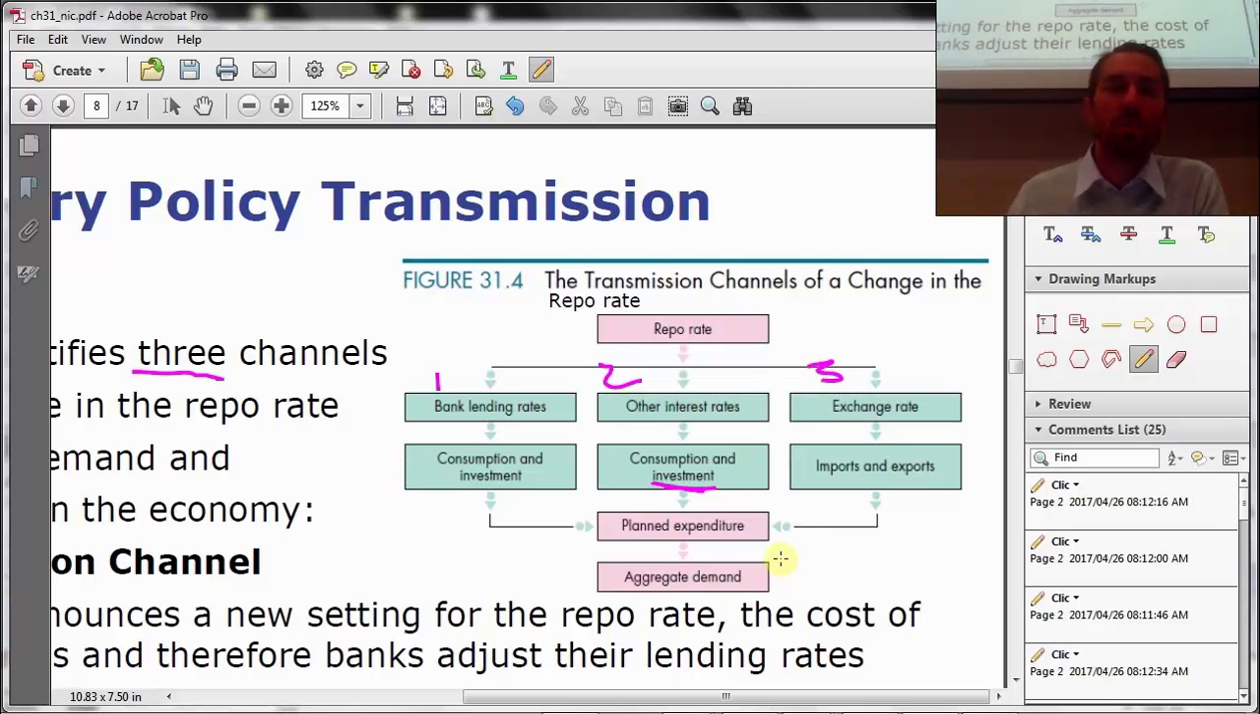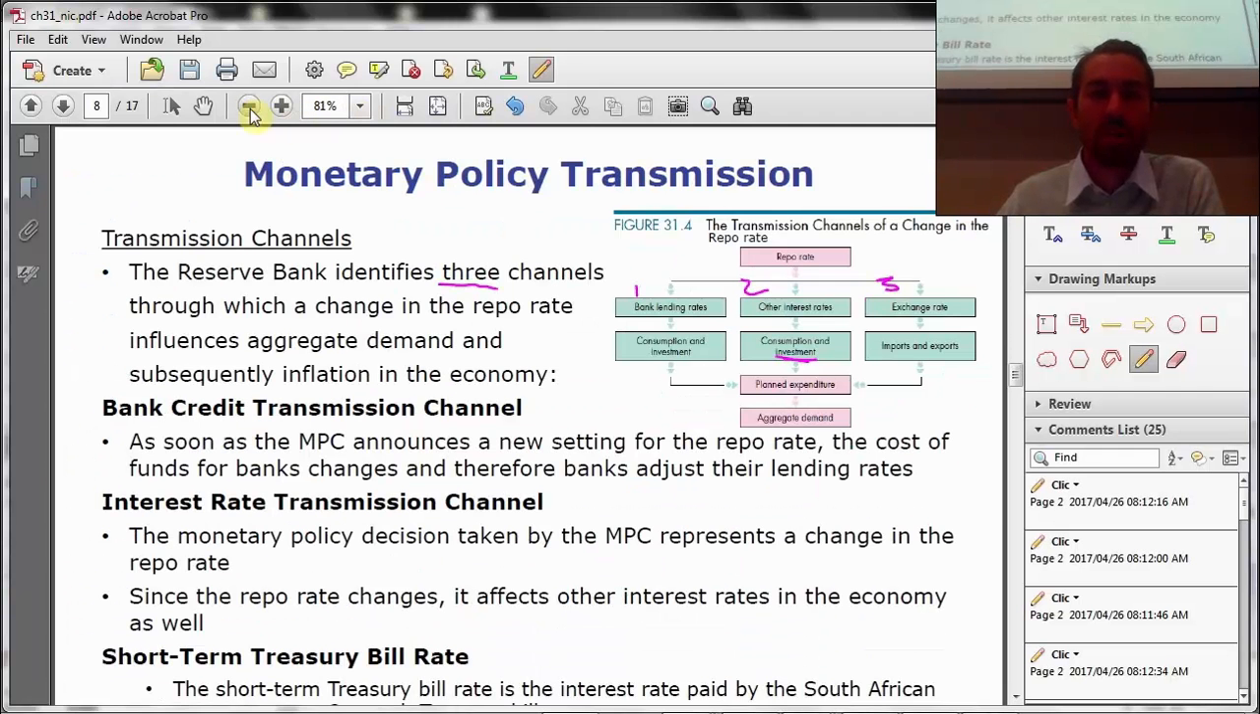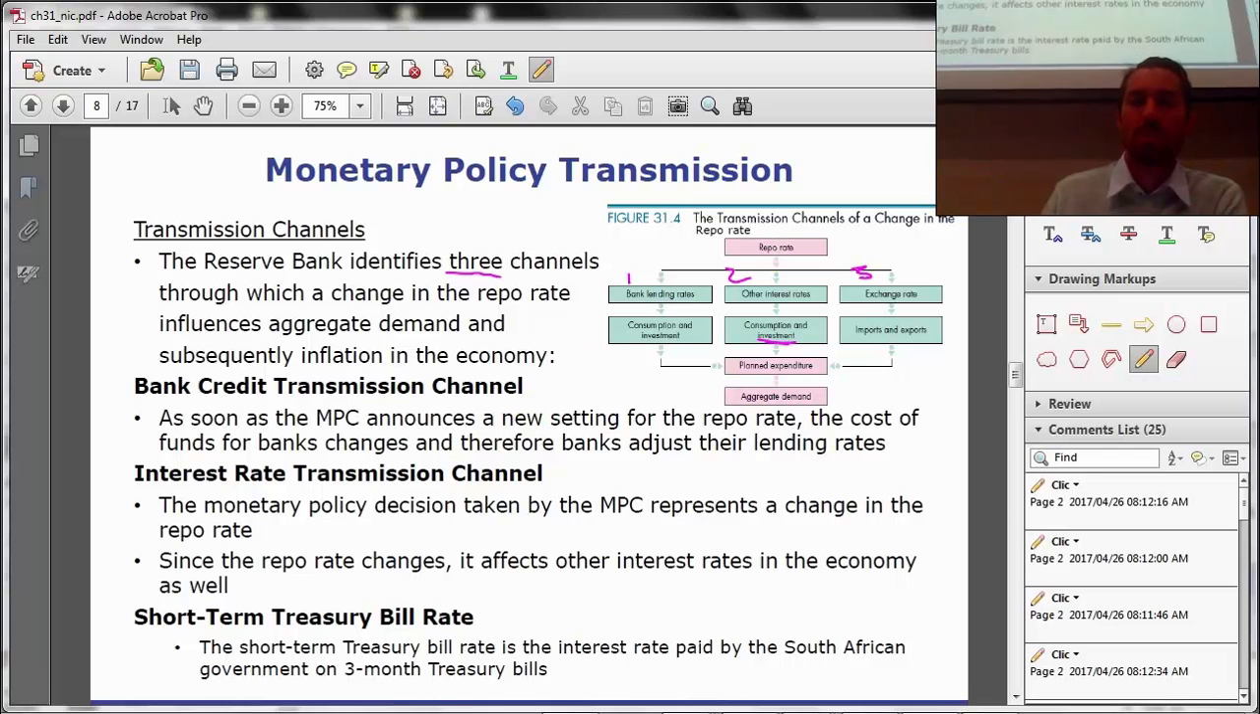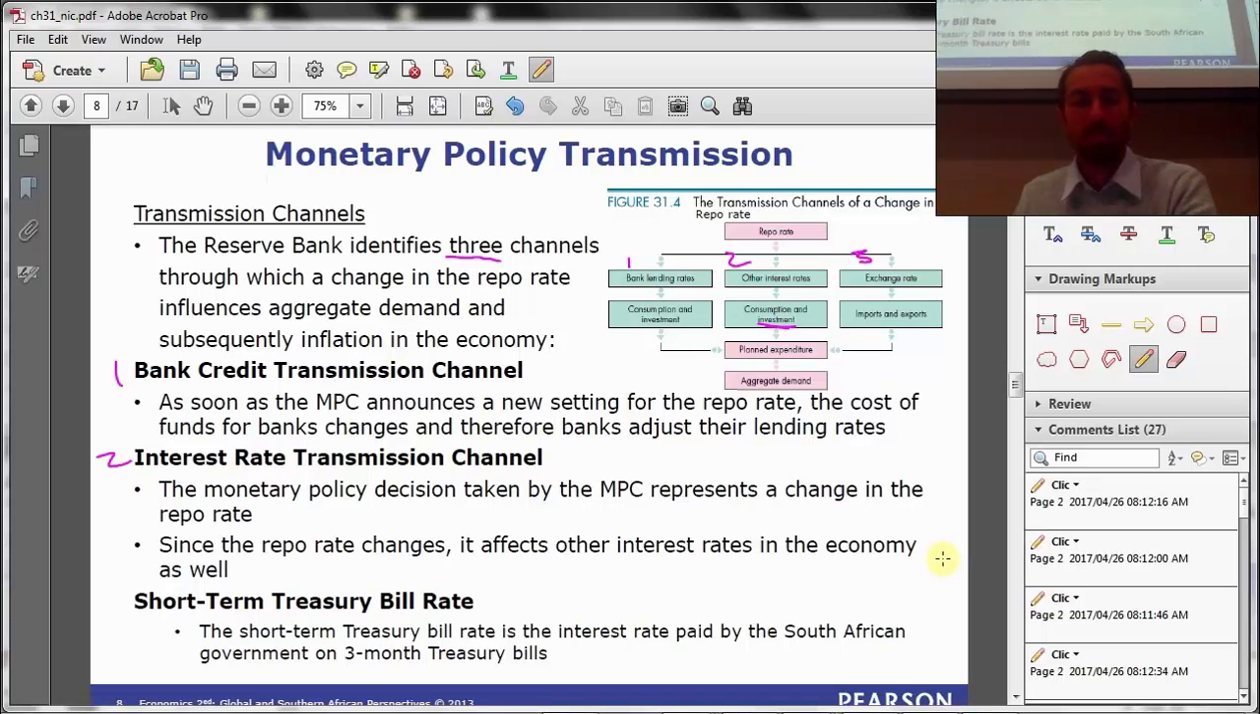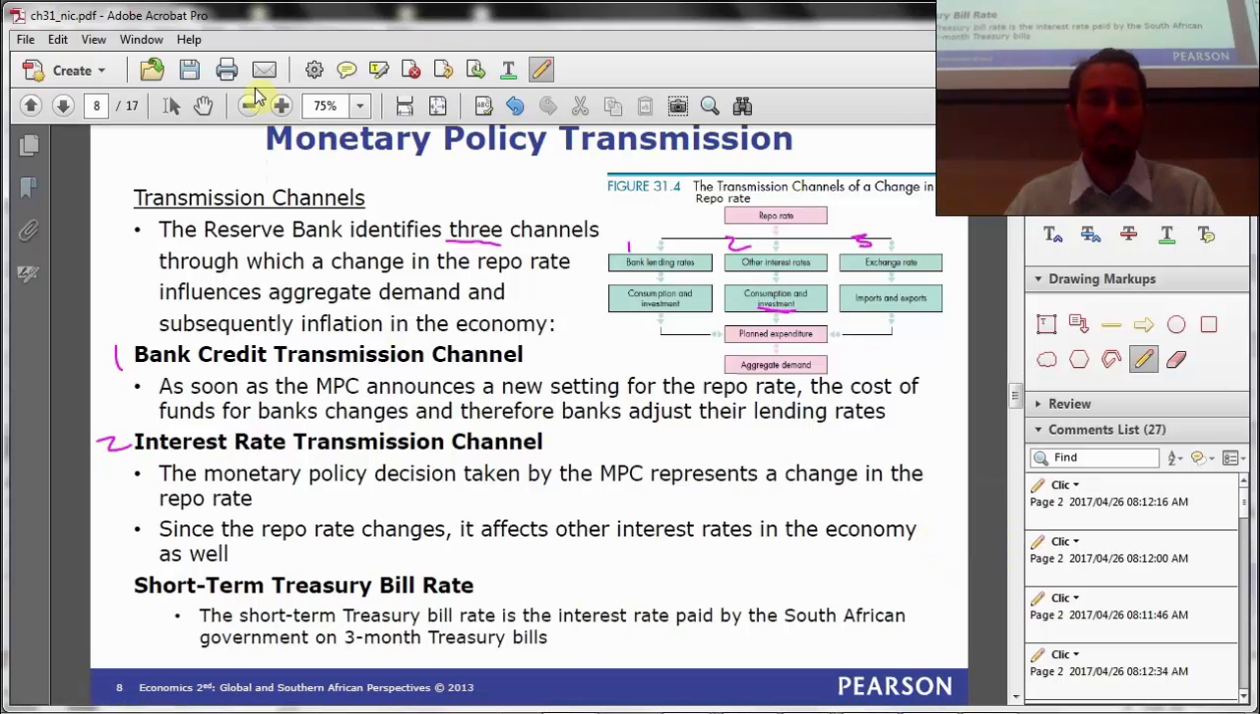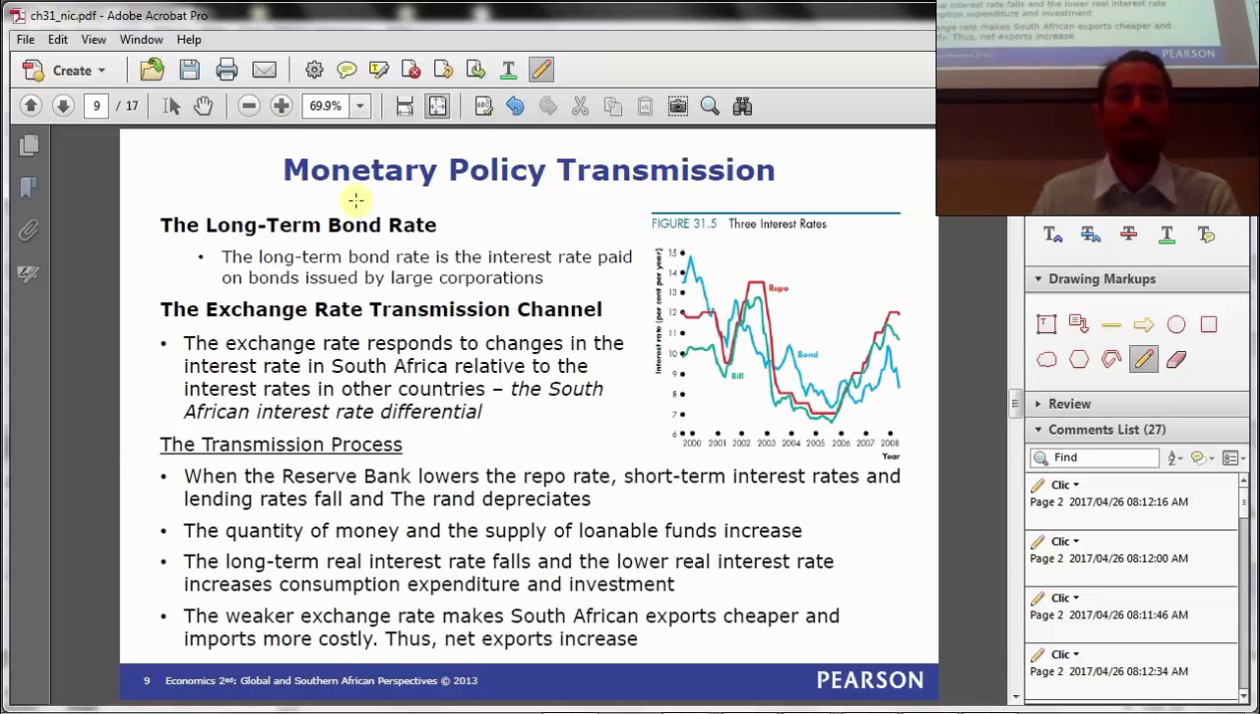Okay, so when the Reserve Bank changes interest rates, it affects aggregate demand, and there are three channels in which that change in interest rates is transmitted into the economy generally. Okay? So you have the bank credit transmission channel, number 1. You have the interest rate transmission channel, number 2. And then number 3, you have the exchange rate transmission channel.